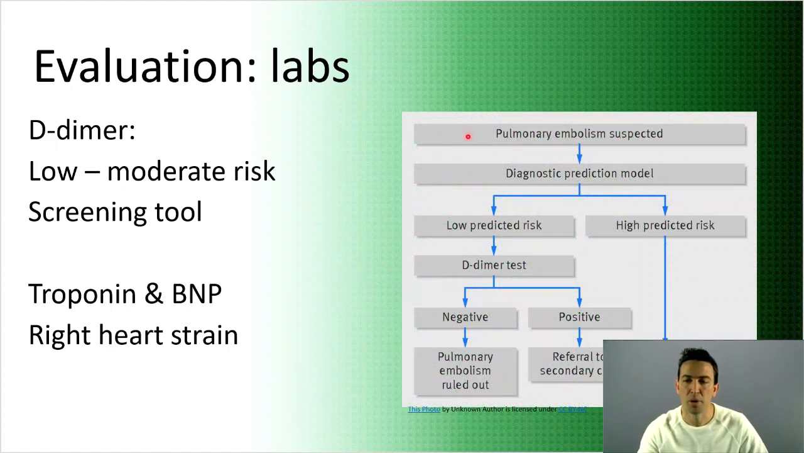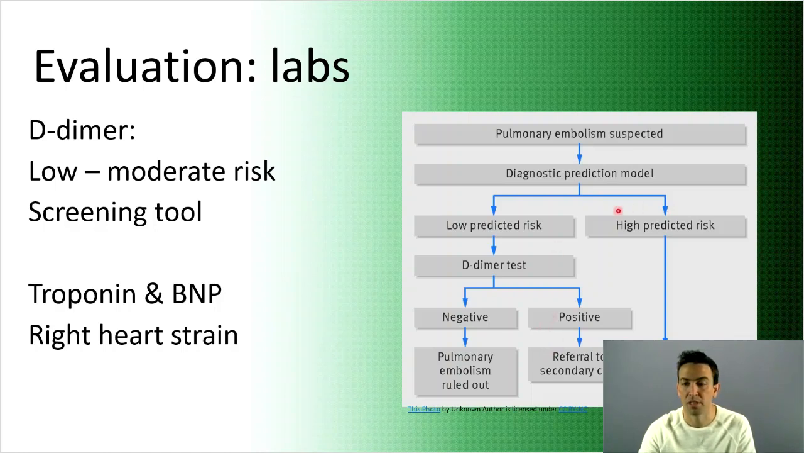So if you think there's a pulmonary embolism, you do a diagnostic prediction model. You say, okay, this patient's low risk, I'm going to get a D-dimer. If the D-dimer is negative, then that's enough confidence to say most likely not a PE. If it's positive, then we're looking towards making the diagnosis, looking for a CT pulmonary angiogram.